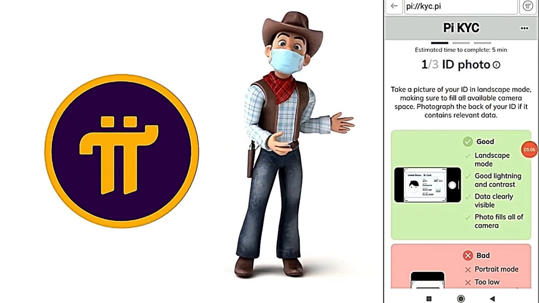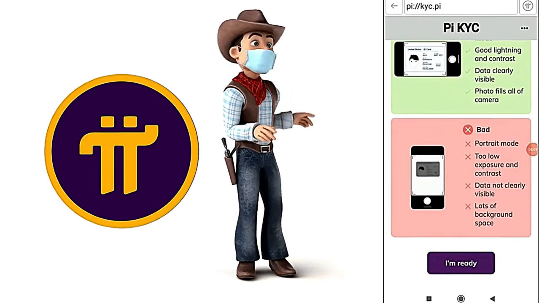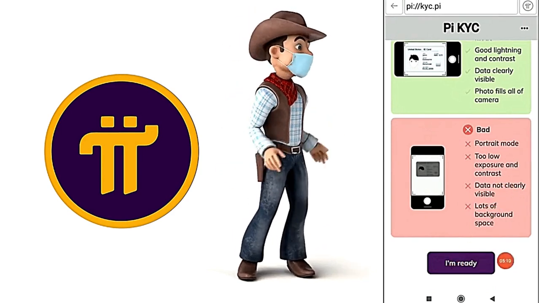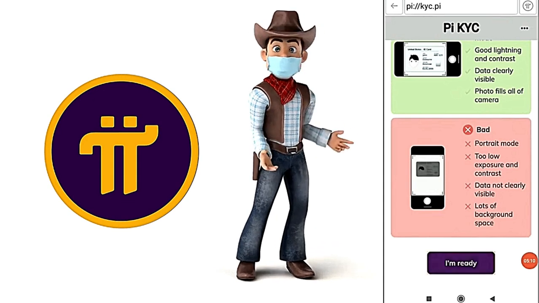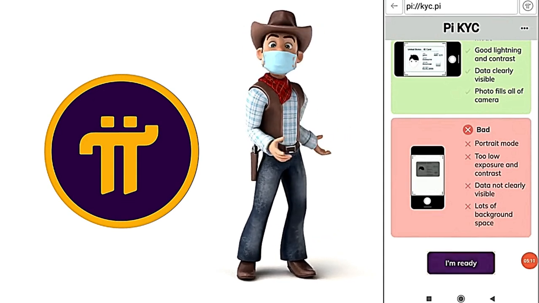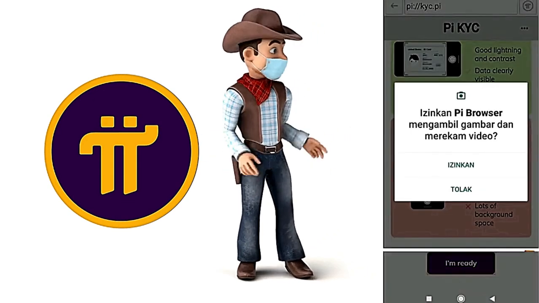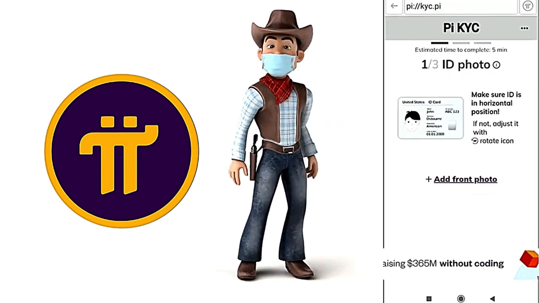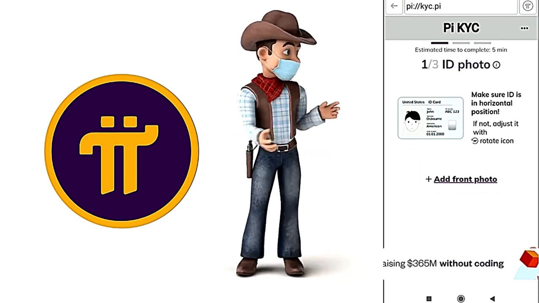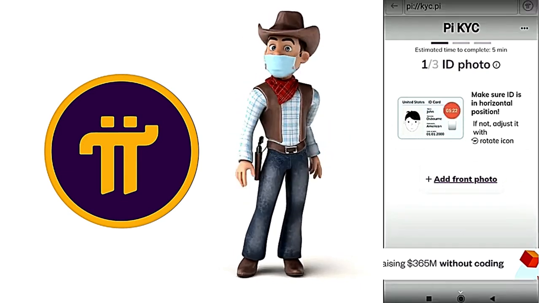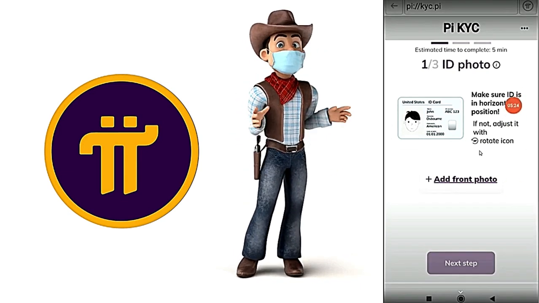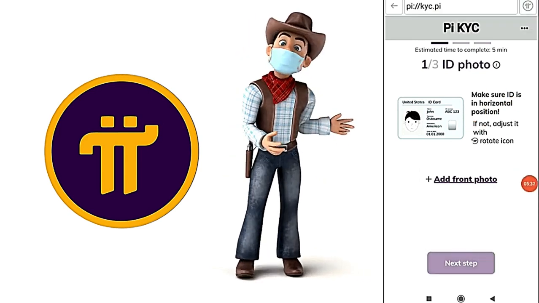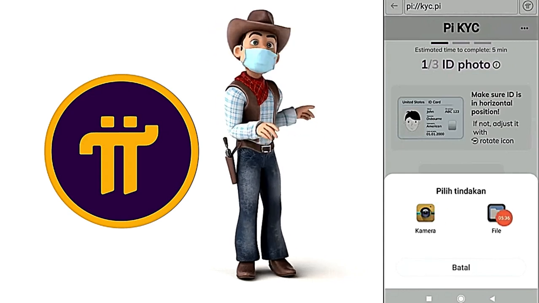Then you will need to take a picture of your ID in landscape mode, making sure to fill all the areas of the camera. Also, you will take a picture of the reverse of the ID if it has any information. You will also need to carefully look through the stated things you need to do and not to do. When you are set to begin, click on the I'm ready button. Next, you will be invited to allow the Pi browser to take images and videos. When you are ready, make sure your ID is horizontal and not vertical.